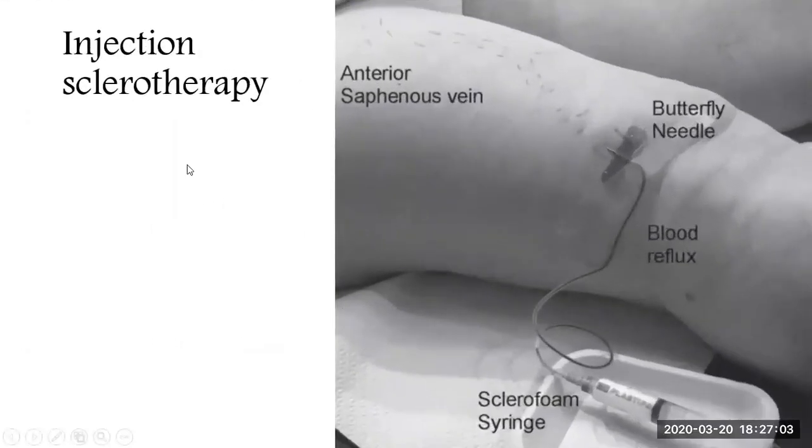This is an example of the technique of injection sclerotherapy. As you see, this is the vein which should be ablated by this sclerotherapy, and this is a butterfly needle inside of the vein, and this is the sclerosant to be injected in order to stick the walls of the vein together.